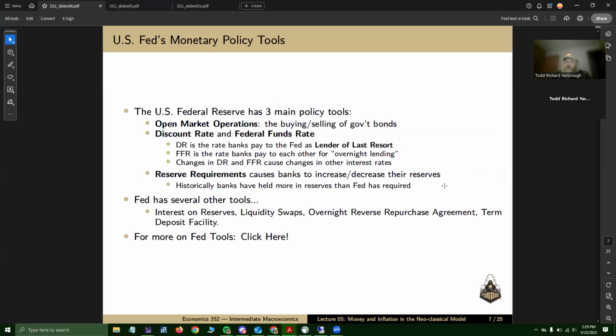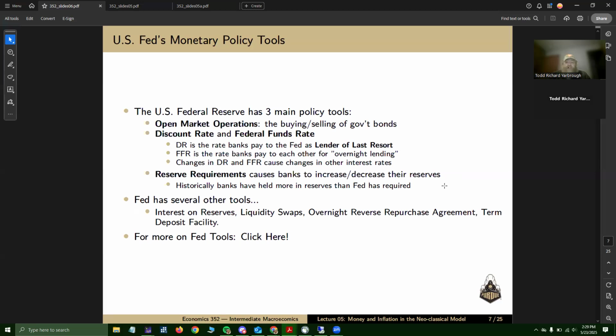Now, again, tying this idea of central bank policy to where it fits into the neoclassical model, but coinciding with the reality of the U.S. Federal Reserve. So when we think about the U.S. Federal Reserve's monetary policy suite, what they have access to, we traditionally refer to there being three policy tools: open market operations, discount rate, federal funds rate targeting, and reserve requirements.